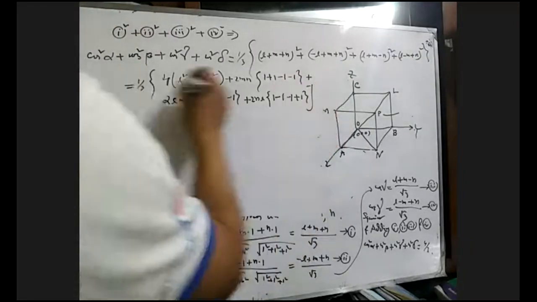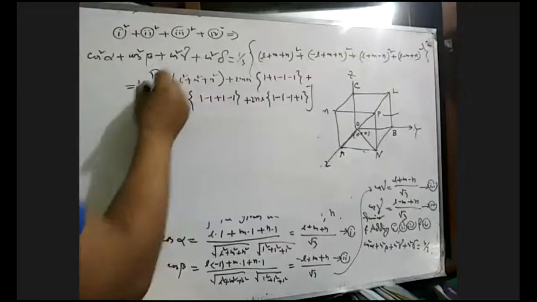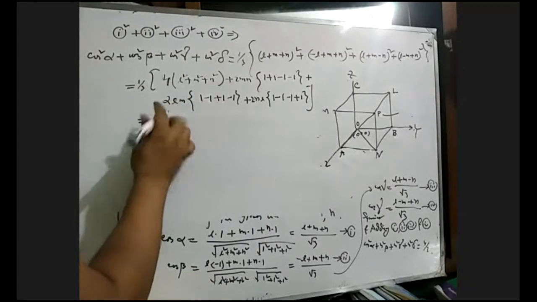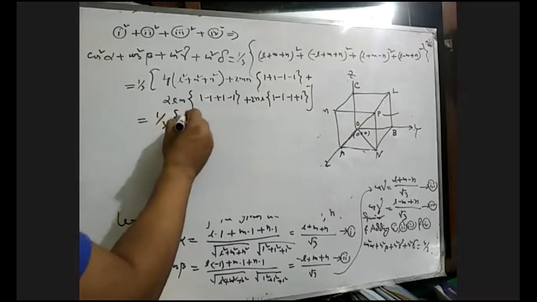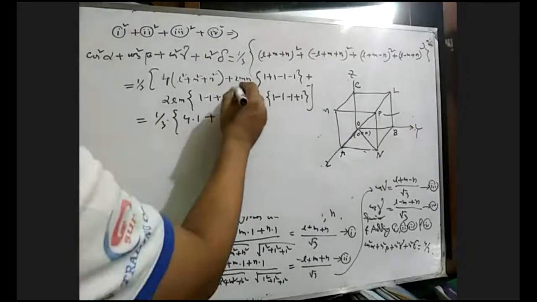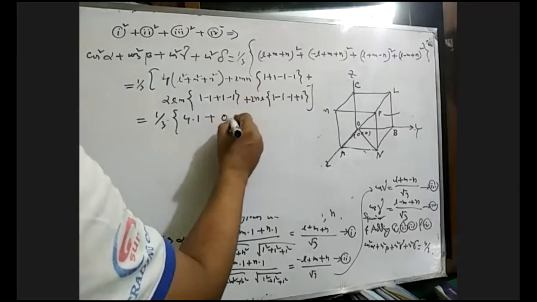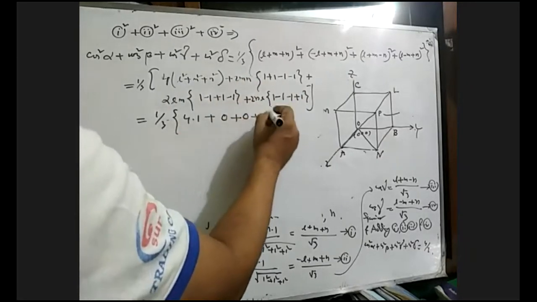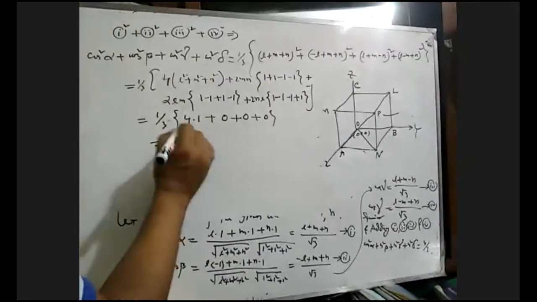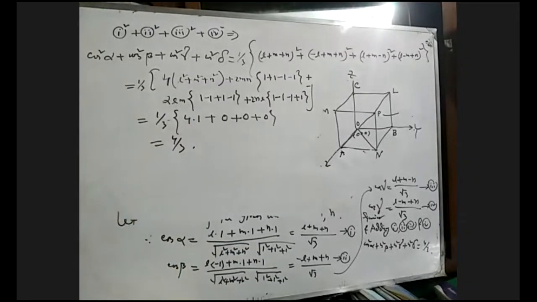So this equals 1/3 times 4 into 1, because l square plus m square plus n square equals 1, plus twice mn into 0, twice nl into 0, twice lm into 0. So this equals 4/3. This is the required result.